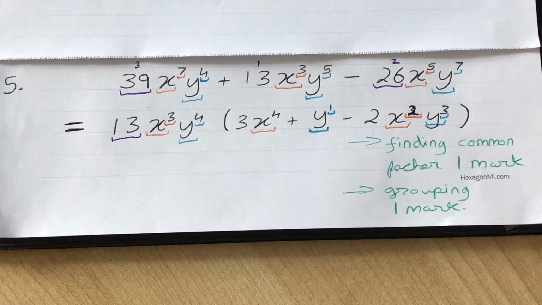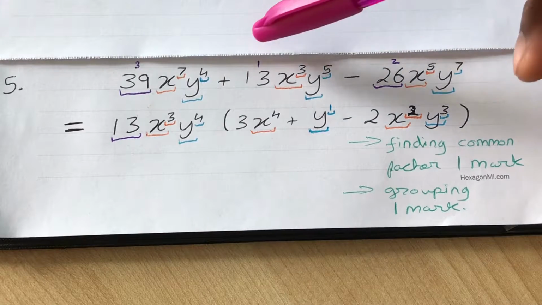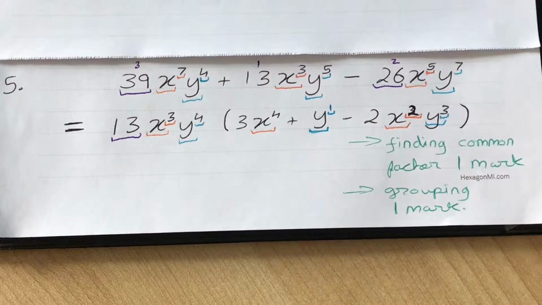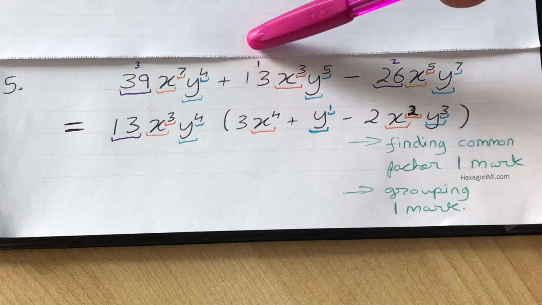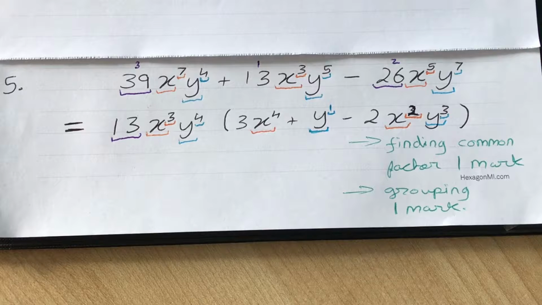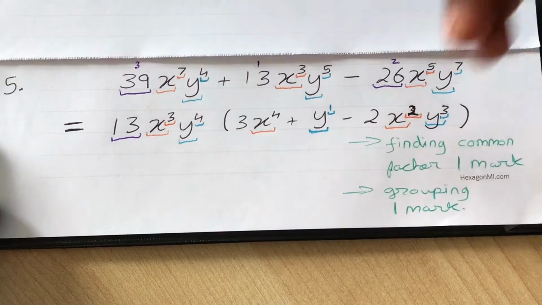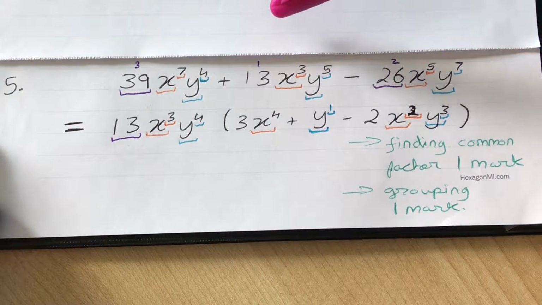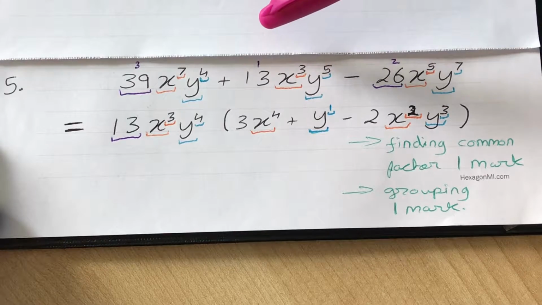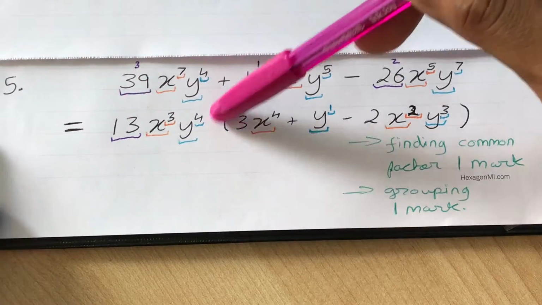So how do you tackle problems like these? First we are going to look at the number part. Here you have three numbers in total: 13, 26 and 39. You take the smallest number, in this case 13, and try to recite the 13 times table. 13 ones are 13, 13 twos are 26, 13 threes are 39. All three are present over here. So we have the number part of our common factor, 13, written outside the bracket.